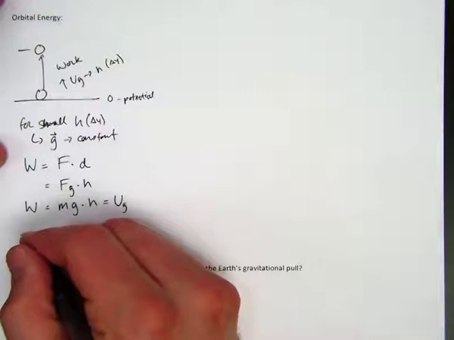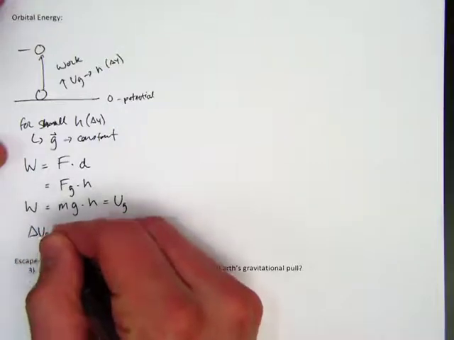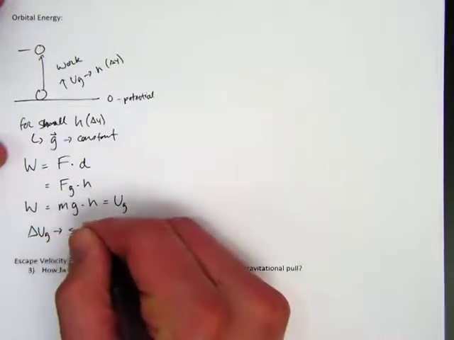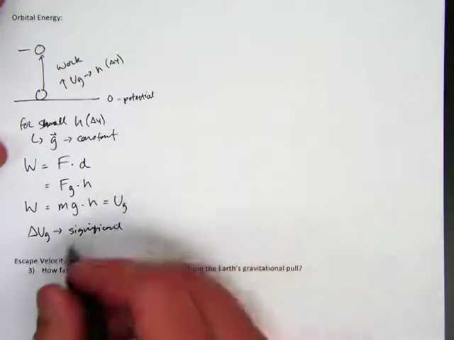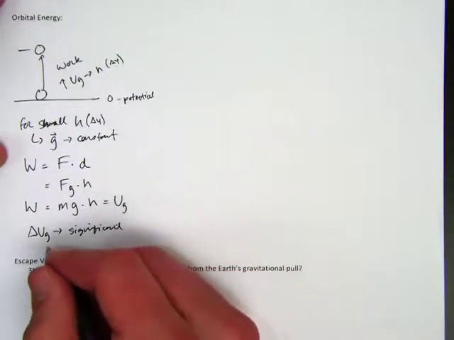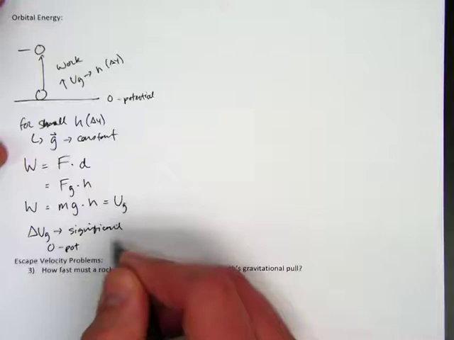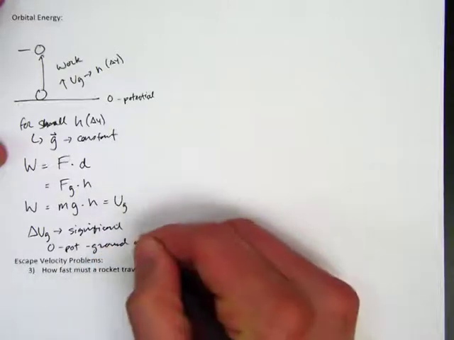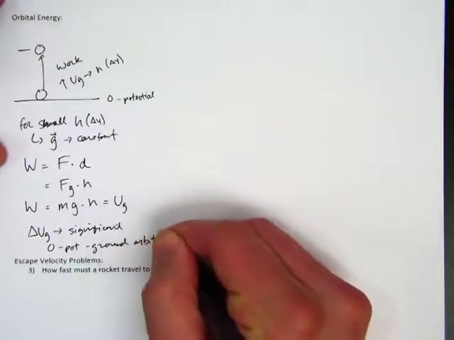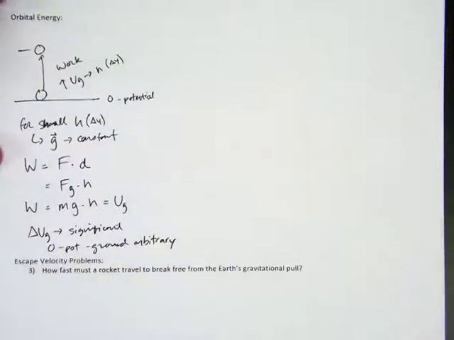Now notice, what has meaning is delta UG. This is what's significant. How does it change from one point to another? The fact that we choose the zero potential to be the ground is really arbitrary. It only makes the math easier to calculate. Okay? So the significant quantity is change in potential from one spot to the next.